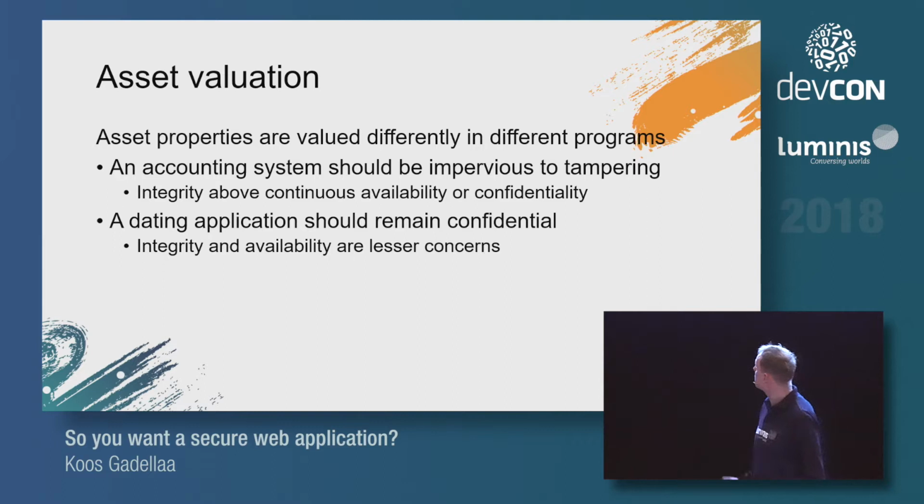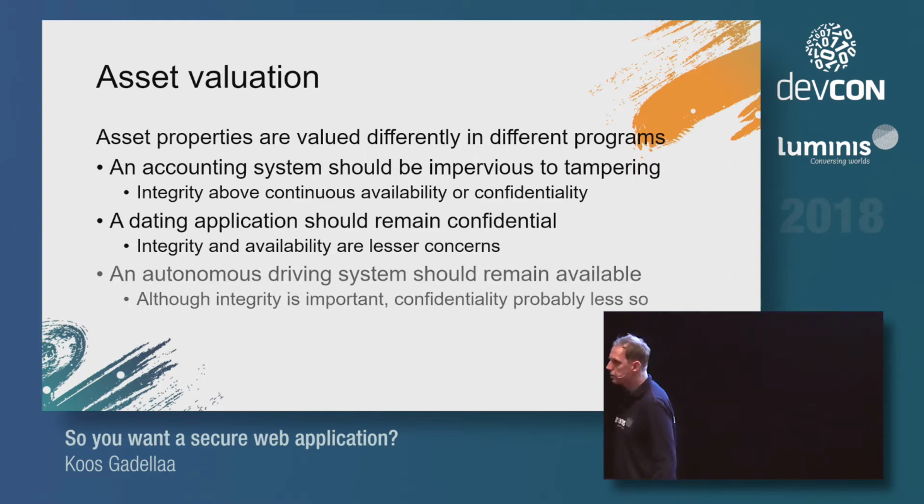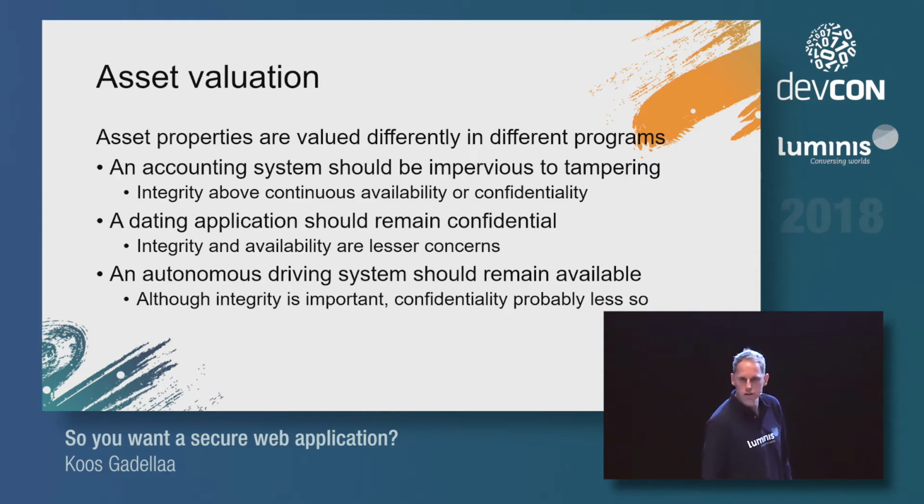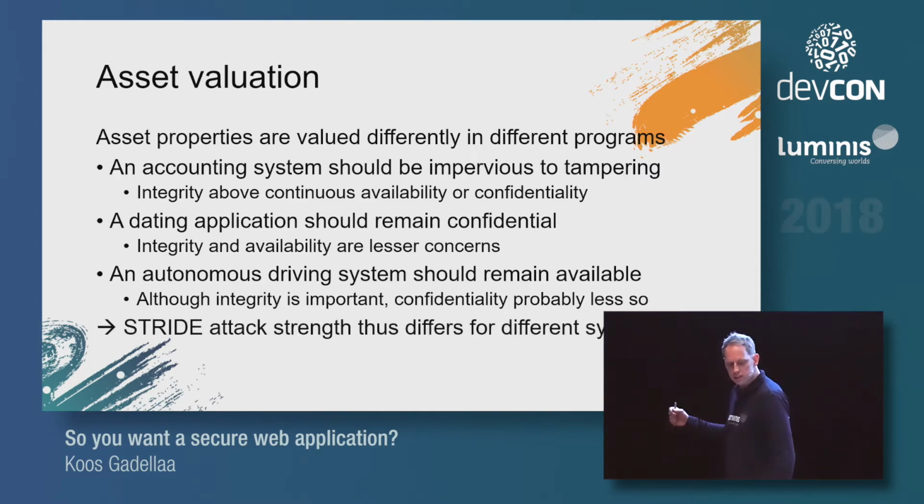And when you start thinking about autonomous driving systems, all of a sudden the same attack has much more impact, because availability is very important. A denial of service attack on an autonomous driving system is probably much worse than on an accounting system, even though it's still the same attack. So when you have these different types of attacks, they differ for different systems. They're more important for different systems.